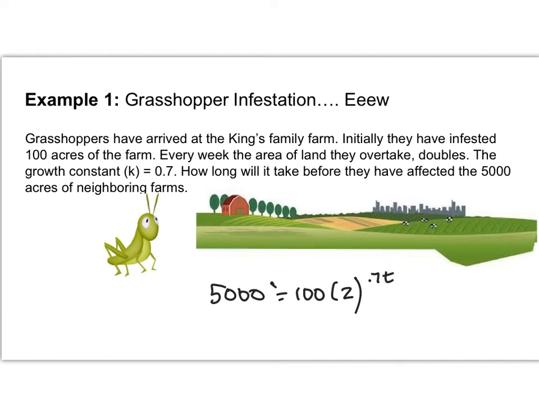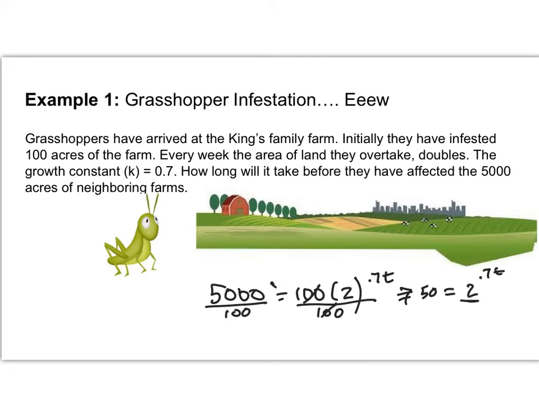Well, the first thing I want to do to solve this is divide both sides by 100. Right? I can't multiply by 2 first because that messes up the order of operations. And that leaves me with 50 is equal to 2 to the 0.7t.